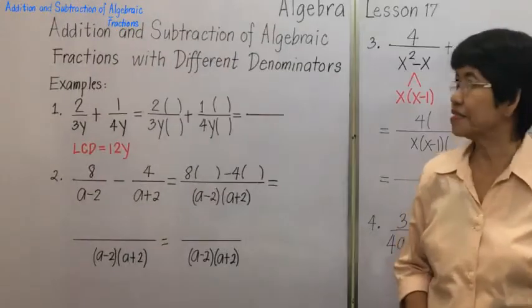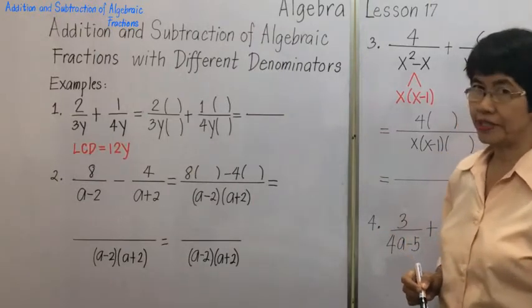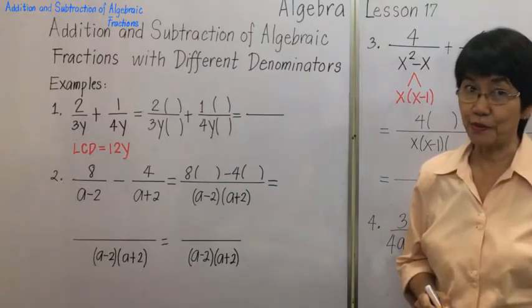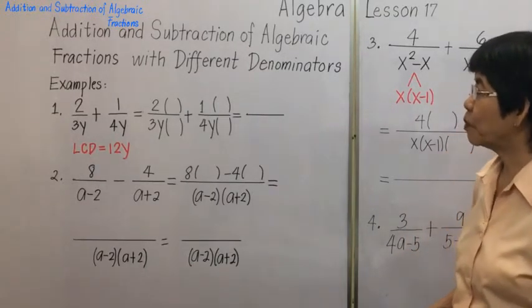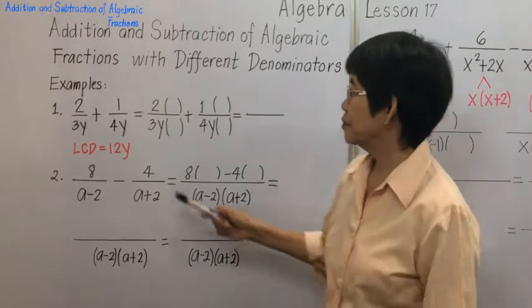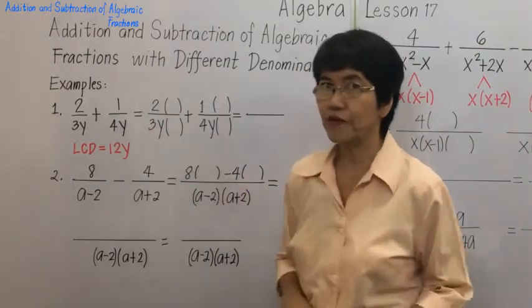Let us now proceed to addition and subtraction of algebraic fractions with different denominators. We will now apply the use of the LCD here. Number 1, we have 2 over 3y plus 1 over 4y.